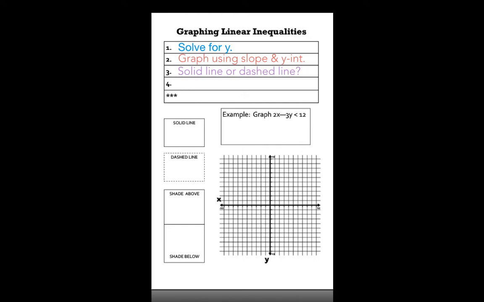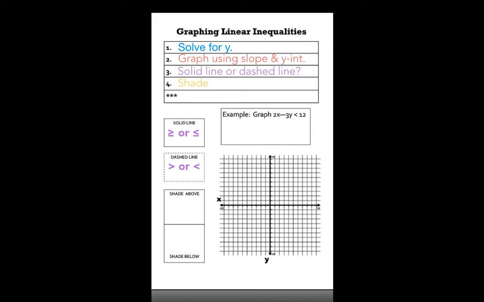But you have to ask yourself, is this going to be a solid line or a dashed line? It will be a solid line if your inequality has the equal included in it, like greater than or equal to, less than or equal to. You'll draw a solid line. But if you have strictly greater than or strictly less than, when you graph, your line is going to be dashed. It won't be solid. So this is our first difference from the kind of graphing we've done thus far.